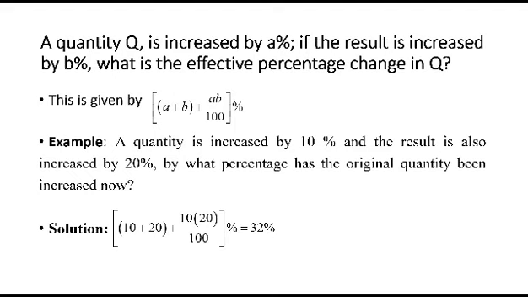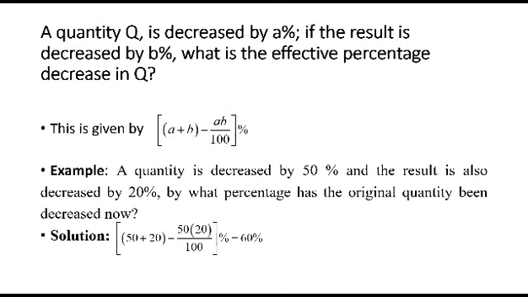Let's look at an example. A quantity is increased by 10% and the result is also increased by 20%. By what percentage has the original quantity been increased now? Substituting into the formula I've given you, you have 32%.